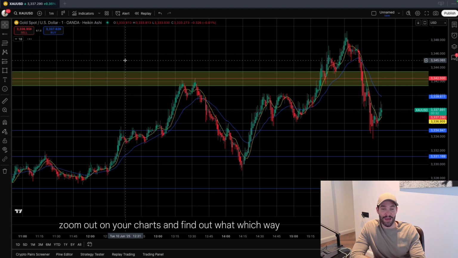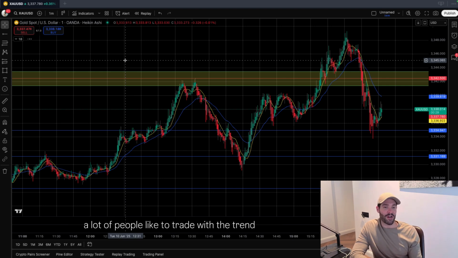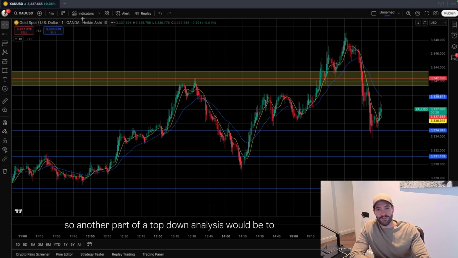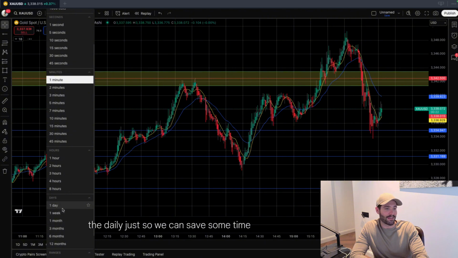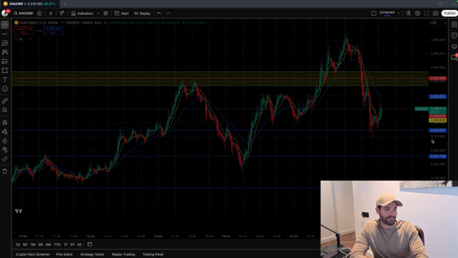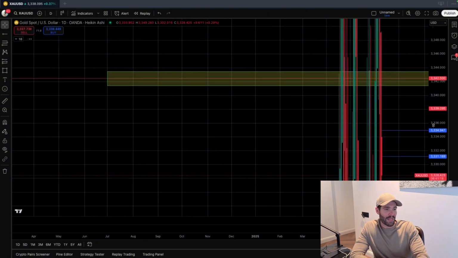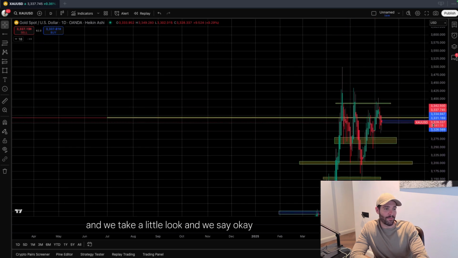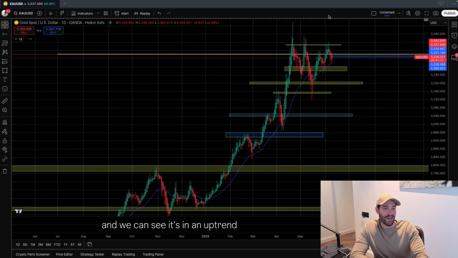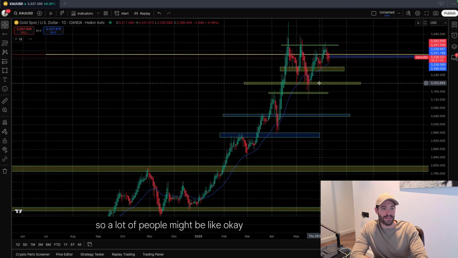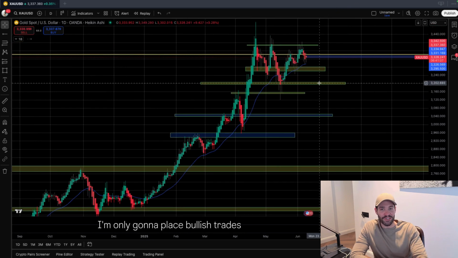Another thing to throw in as well, it's sometimes good to zoom out on your charts and find out which way price is going. A lot of people like to trade with the trend, so another part of a top-down analysis would be to check, let's just go to the daily, just so we can save some time. We take a big zoom out and say, okay, which way is the trend going? And we can see it's in an uptrend. So a lot of people might be like, okay, I'm only going to place bullish trades.